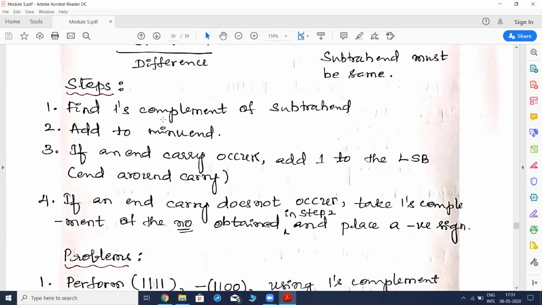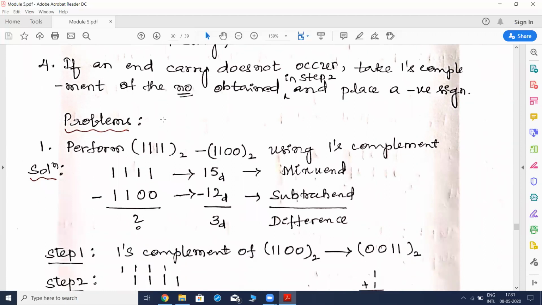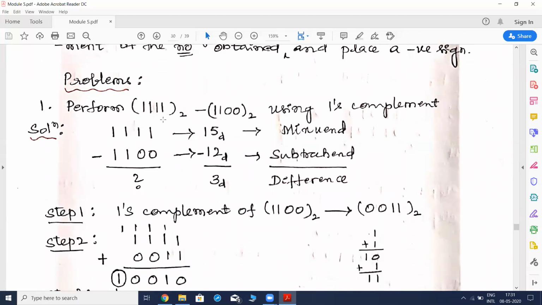Okay, so this is how we are performing. If we do some problems, you will understand it better. Now first let us see the problem. We need to perform the subtraction 1111 binary minus 1100 binary using one's complement. Okay, so this is the problem.